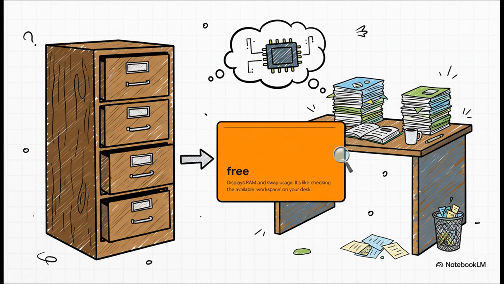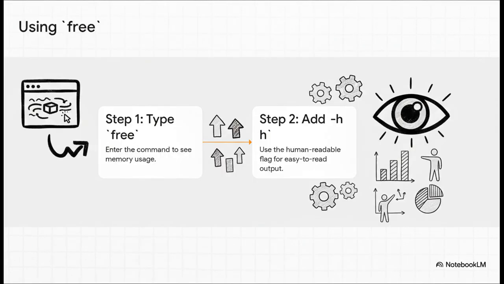And here's a great way to think about it. Your hard drive is the giant filing cabinet where you store everything long-term. But RAM, that's the actual surface of your desk, your workspace. And if your desk is totally cluttered, you can't work efficiently, right? Even if the filing cabinet is mostly empty. And guess what? Using it is just as easy. You just type free, and you already know what's coming. We're going to add our trusty -h flag to make the numbers make sense at a quick glance.